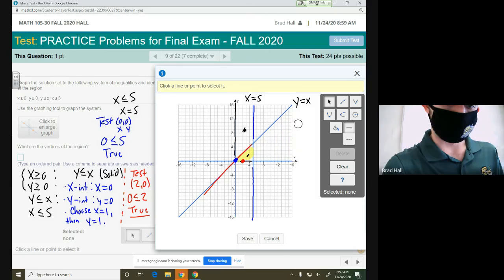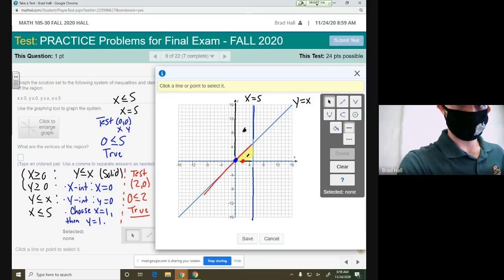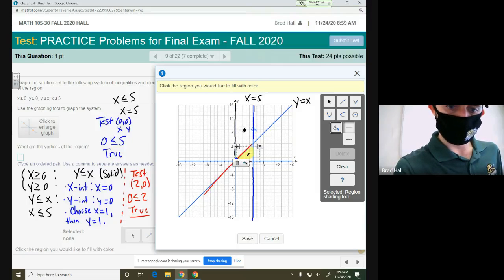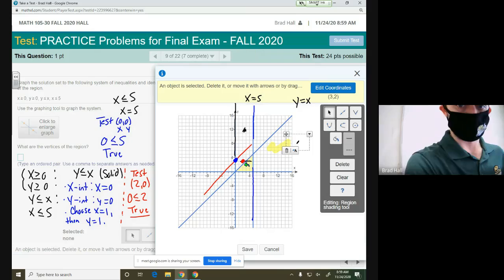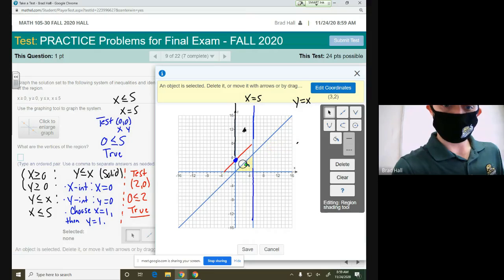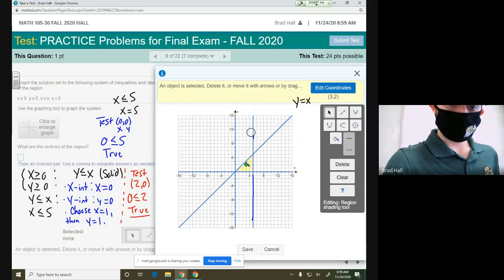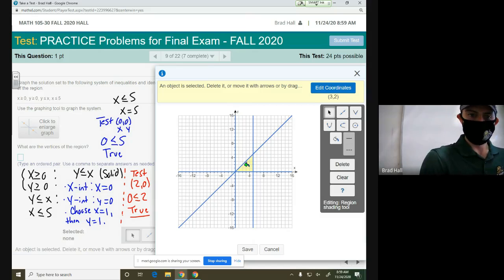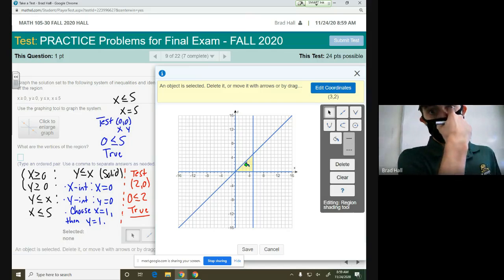So we shade that little region down there. It's right there. So we shade that region right there using the shading criteria.